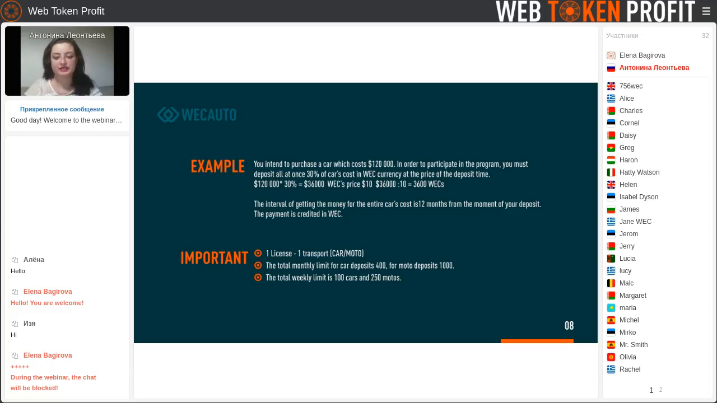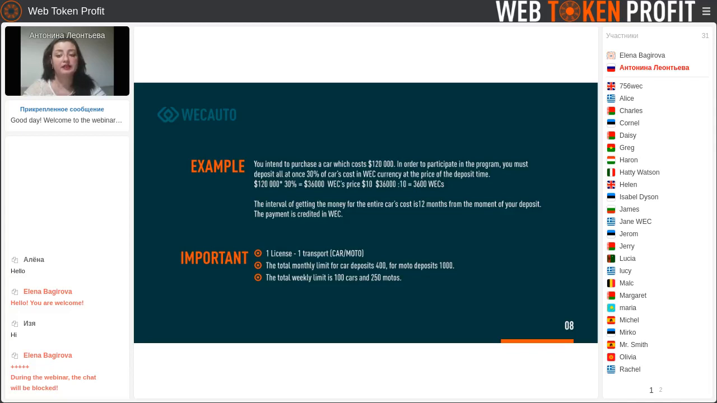Example here, what should we see? For example, your car costs $120,000 and you should take only $36,000. It will be 30% of the main cost of the vehicle, and the rate of the coin in your account is, for example, $10 for one coin. It means that you need to make a contribution of 3,060 WEC. It's very important: you must collect this number of coins and make a one-time contribution in this amount. After this, you wait for your car. It will be 12 months, okay?